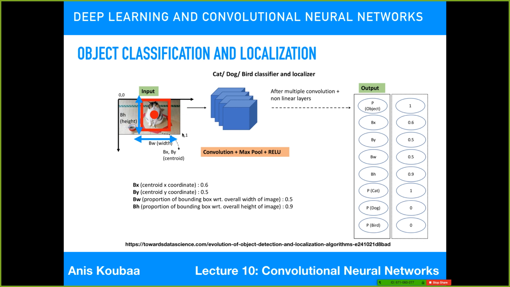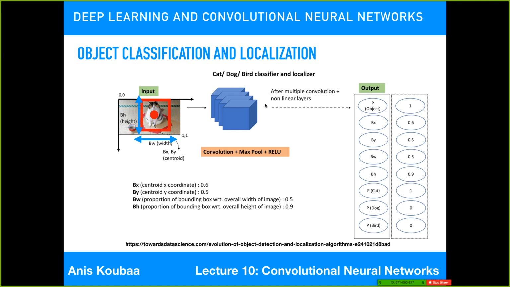So for example, if we input this image here, it will say that there is an object detected. These are the coordinates of the bounding box and the width and the height. And now the probability that it is a cat is equal to 1. The probability that it is a dog is equal to 0. And the probability that it is a bird is equal to 0. And this is now the expected output for object classification and localization.